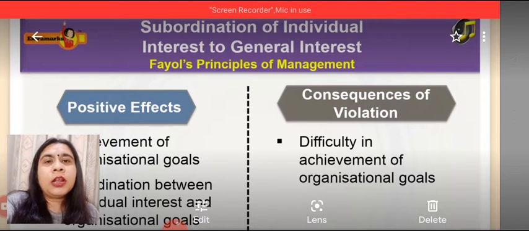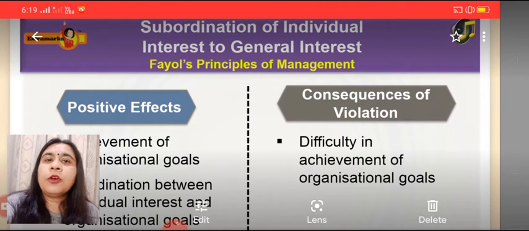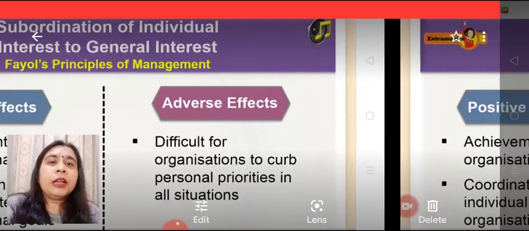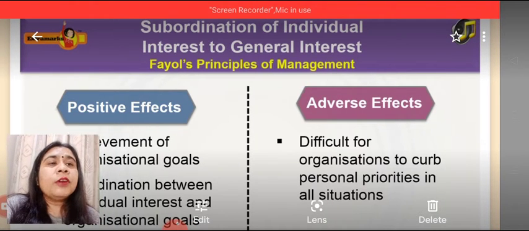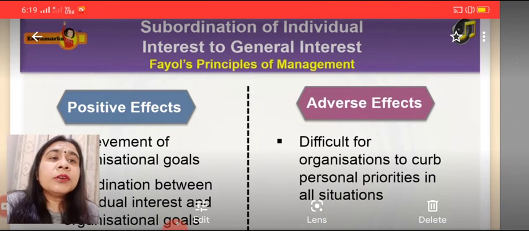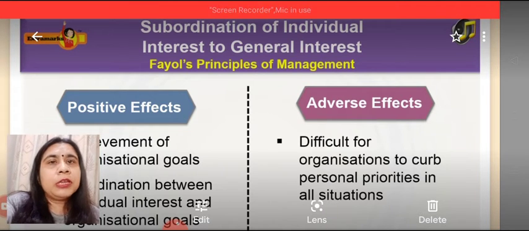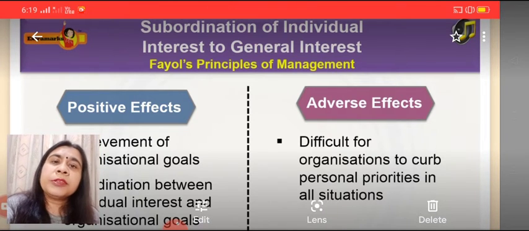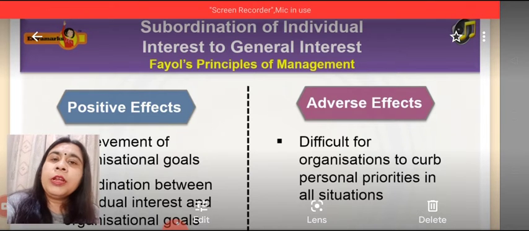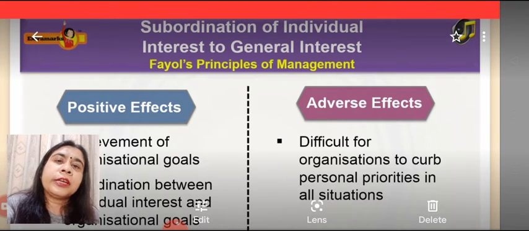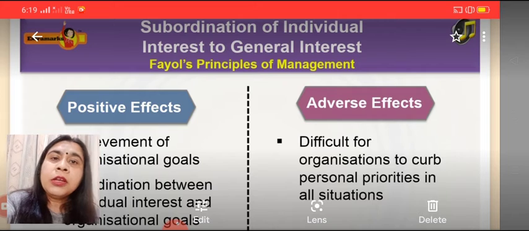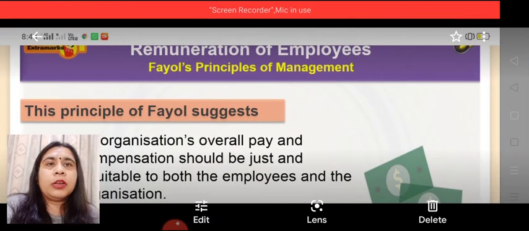Consequences of violation are that there is difficulty in achievement of organizational goals, and an adverse effect: it is difficult for the organization to curb personal priorities in all situations. A bit of difficulty is observed. So this is another principle, that is subordination of individual interest to general interest, or sacrifice of personal interest over the interest of the entire organization.